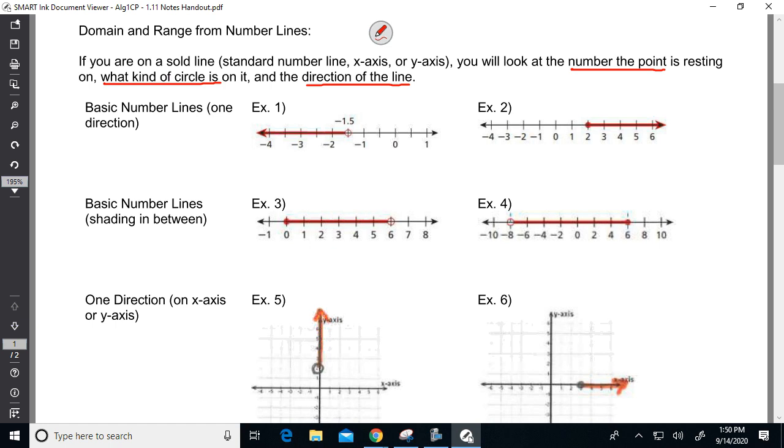So let's look at example 1. We have the number -1.5. It has an open circle on it, and it's shading to the left. We can ask some questions about that. If the line is going to the left, are the numbers getting bigger or smaller? Smaller. They're getting smaller.